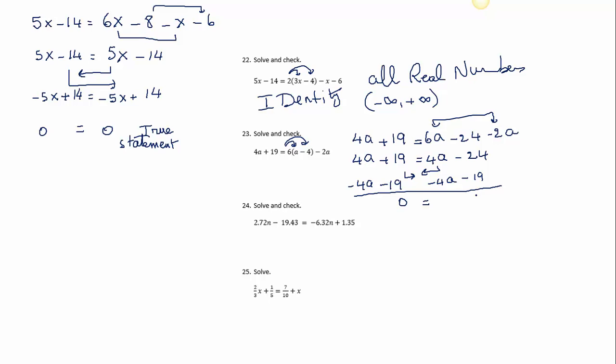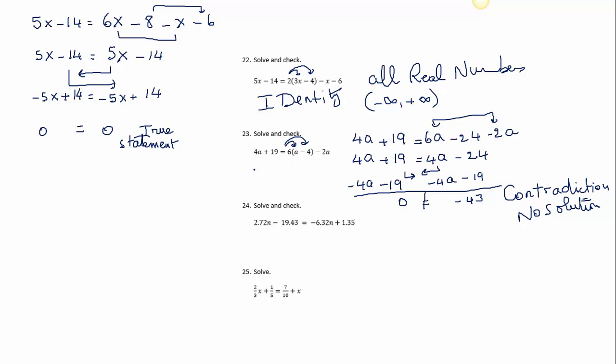We're going to add them and then save the sign. So 24 plus 19 is 43. Because they're both negative, I'm going to save the sign. Now, is 0 equals negative 43? No, 0 is not equal to negative 43, and this is called a contradiction and no solution.